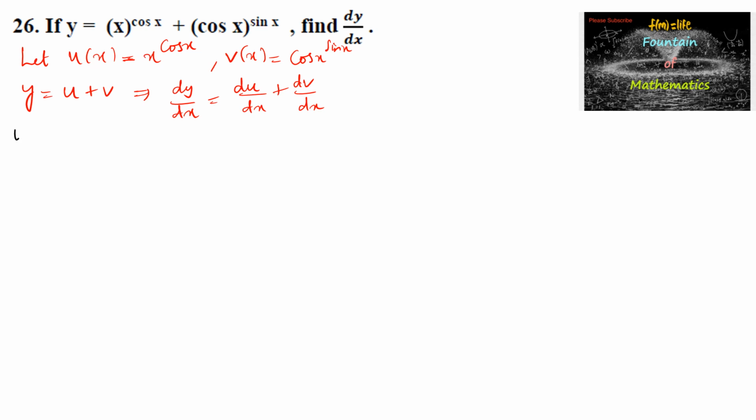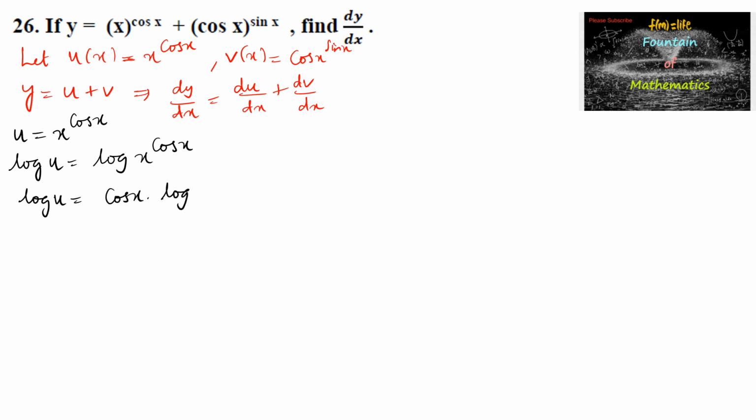So let us assume u is equal to x power cos x. Let us apply logarithm on both the sides. Log u is equal to log x power cos x, or we can write log u is equal to cos x into log x. By using the properties in logarithms, log a power m is equal to m into log a.